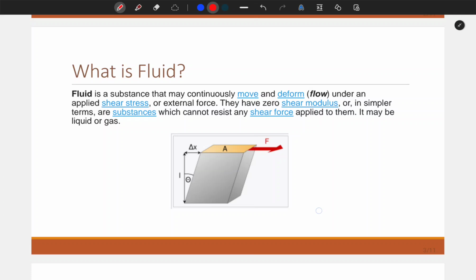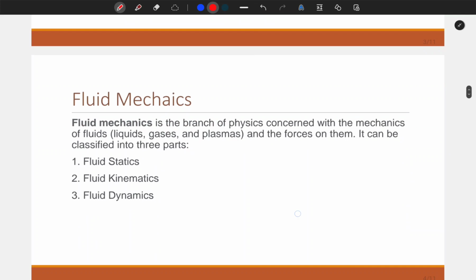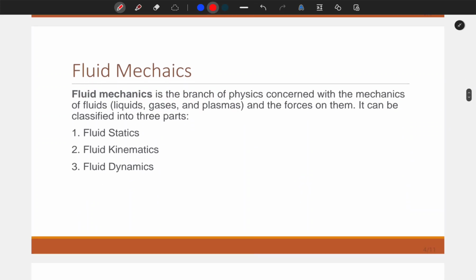Now what is fluid mechanics? Let's see what is fluid mechanics. So fluid mechanics is the branch of physics which is used to study the forces acting on the fluid and their effects. Whenever a force is applied, the effects related to motion, deformation, etc. are studied in fluid mechanics. It has three branches which are named as fluid statics, fluid kinematics and fluid dynamics.